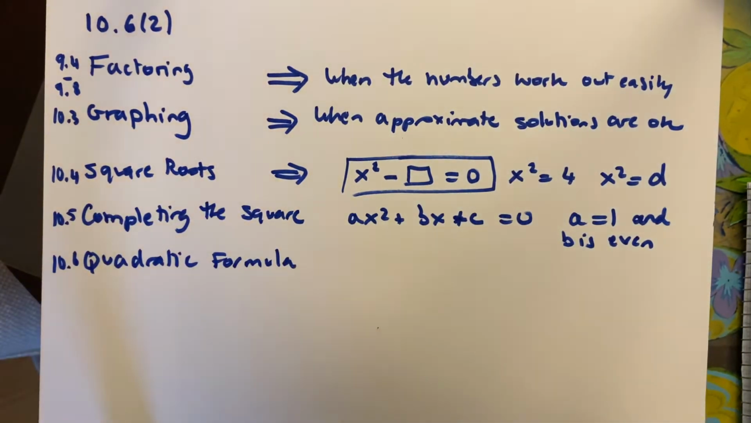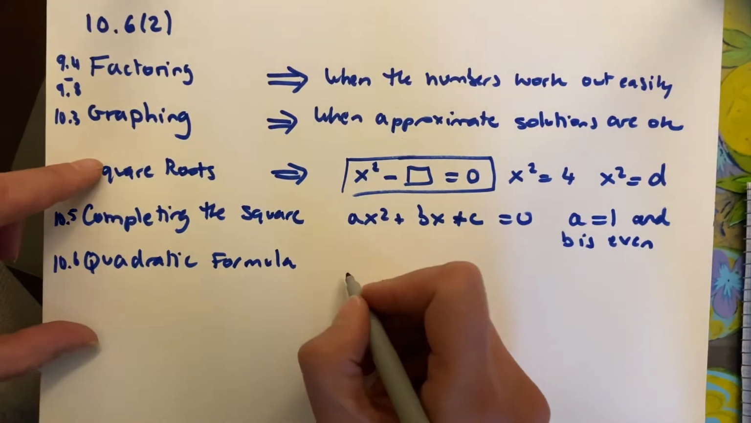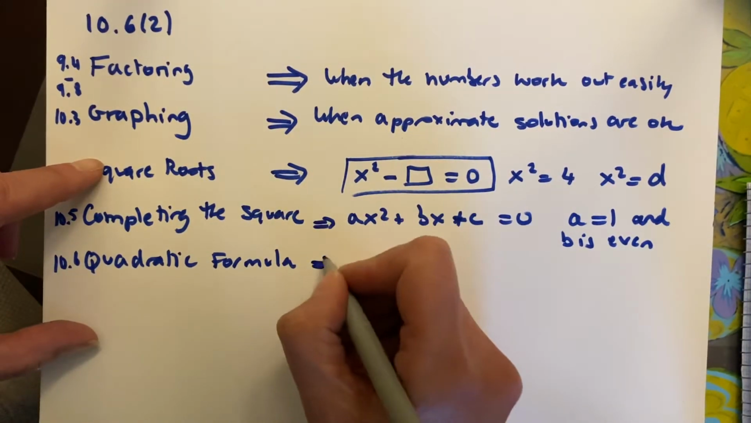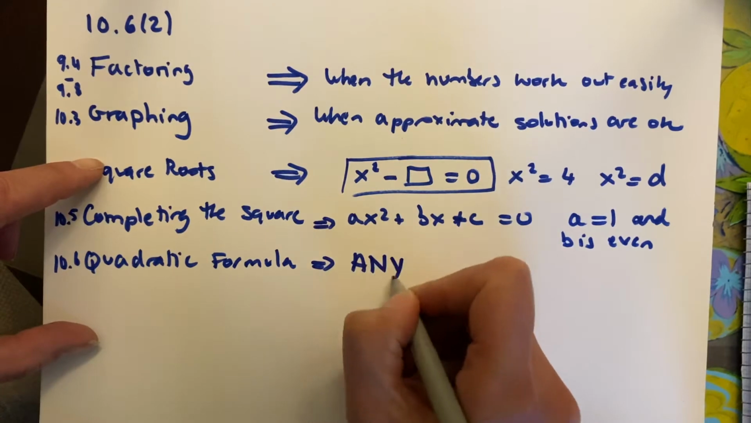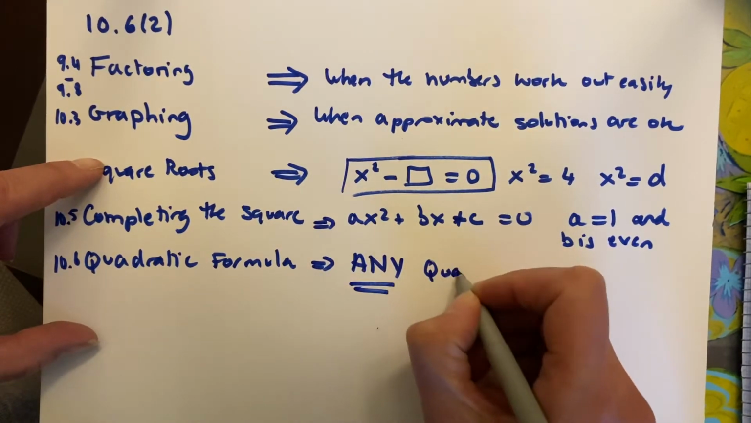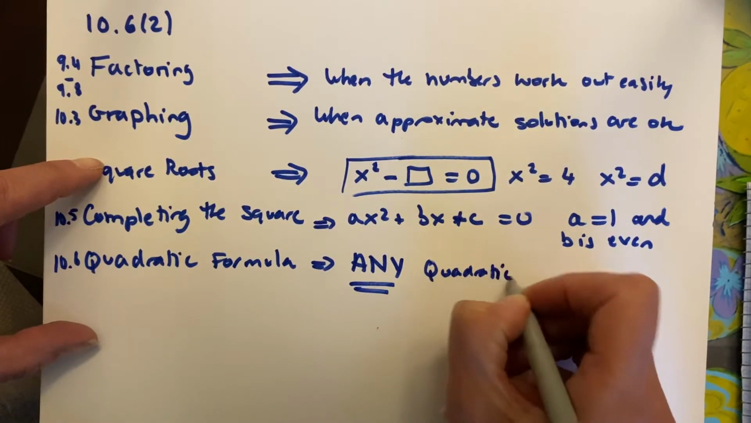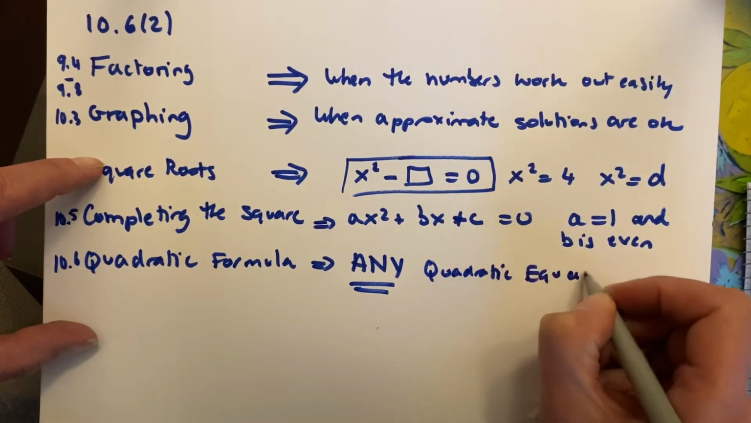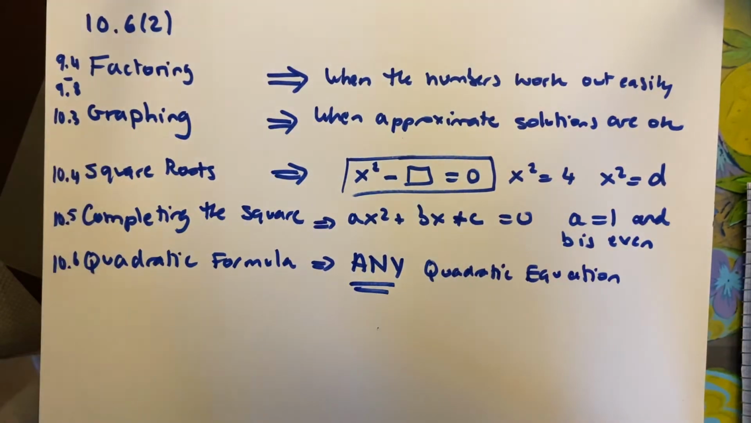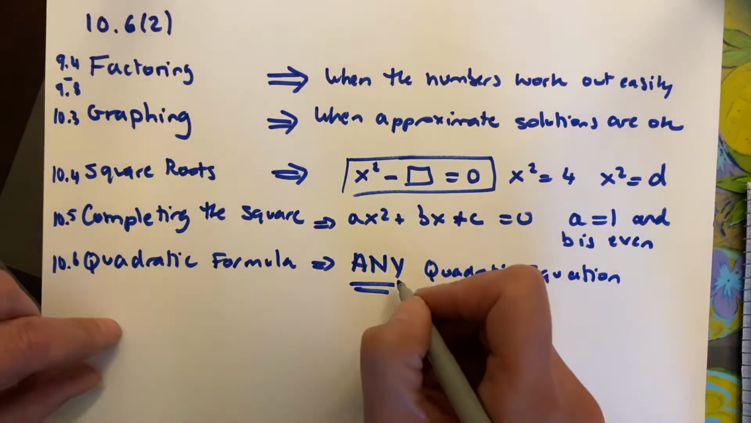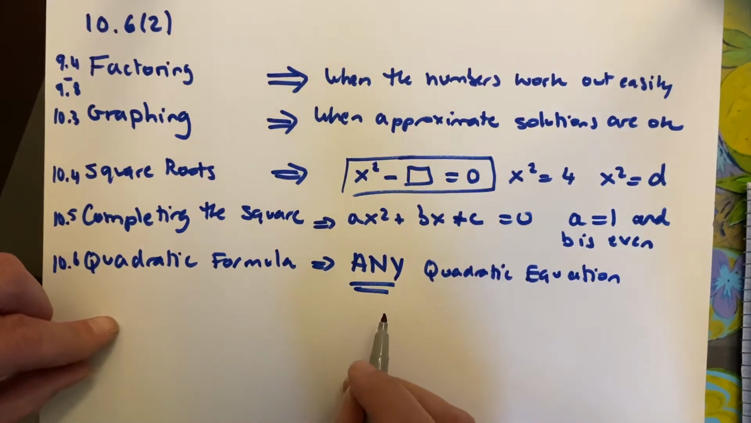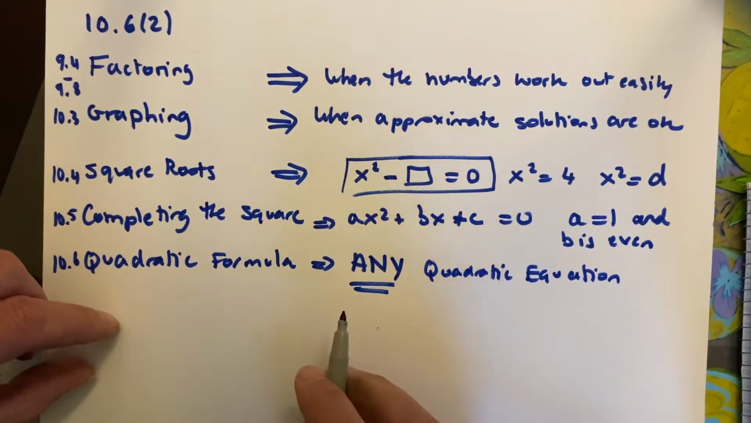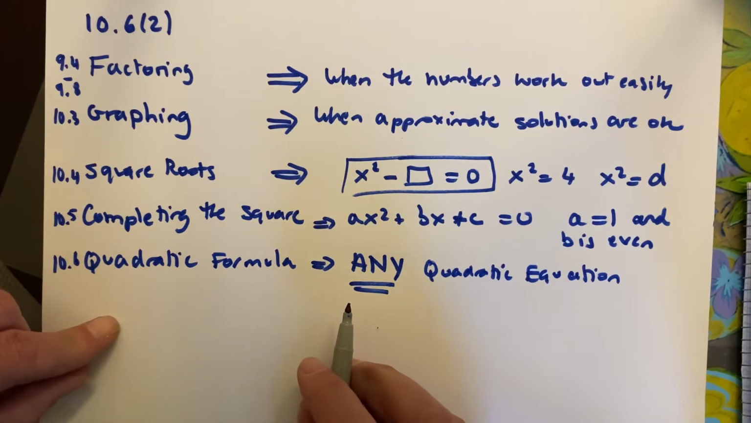The quadratic formula you can use for any quadratic equation. Now, what's the caveat? In other words, caveat is Latin for watch out. What's the watch out with the quadratic formula? Well, as you could see, it's easy to make a mistake. You have to be very careful with it.